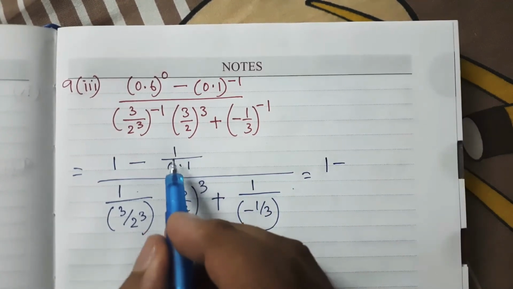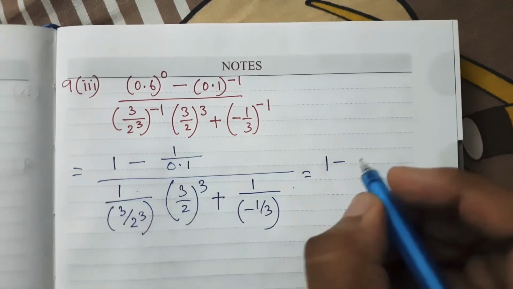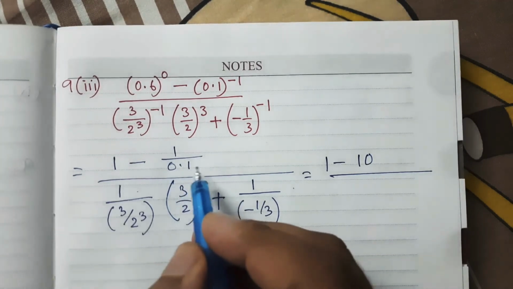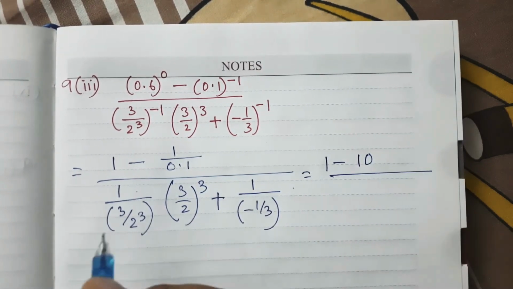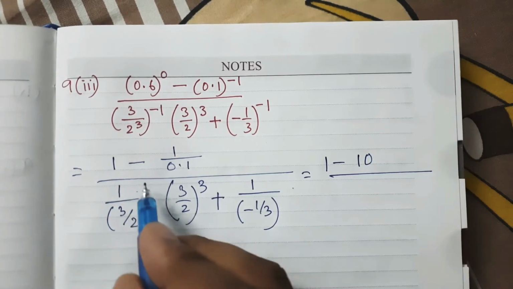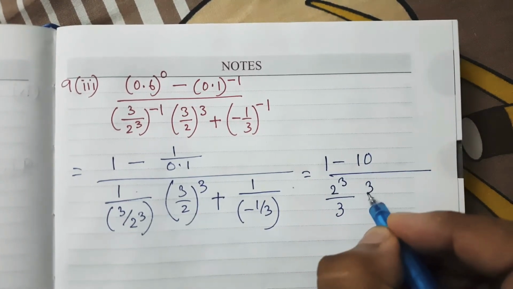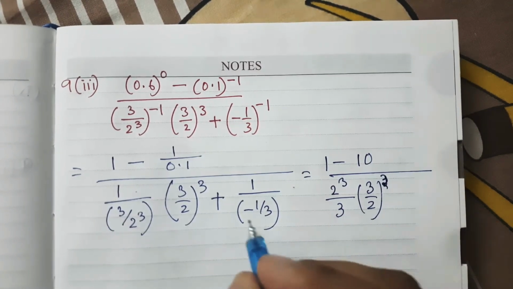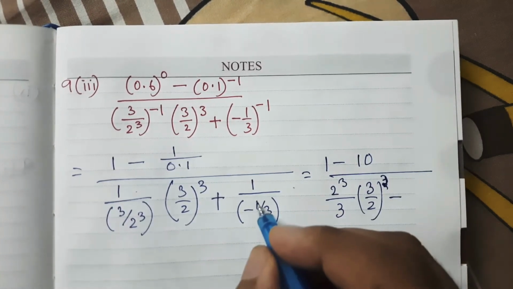Now 1 minus 1 by 0.1, it is actually 1 by 10. That means it will get flipped. So it is going to be 10. Is it fine? 0.1 is 1 by 10. So 1 by 10 present in the denominator. So it will get flipped. So it is 1 minus 10. Okay. Now here also this is present in the denominator for this term. So it will get flipped. So 2 to the power 3 divided by 3. 2 cube by 3 and then 3 by 2 whole cube. Okay. Now this also it will get flipped. So minus and plus, this will get minus, and 1 by 3 it will get flipped.